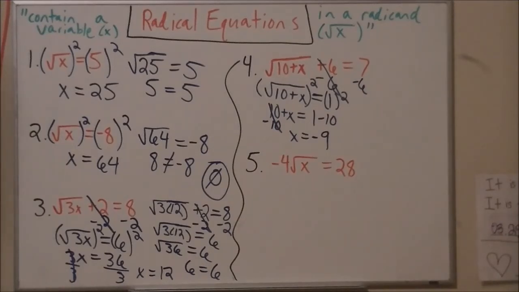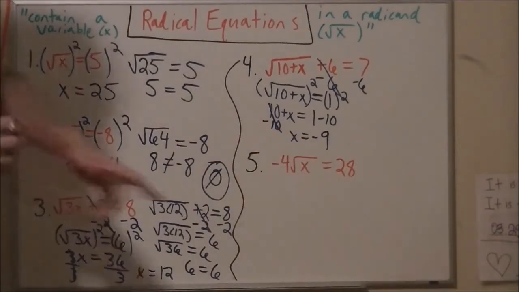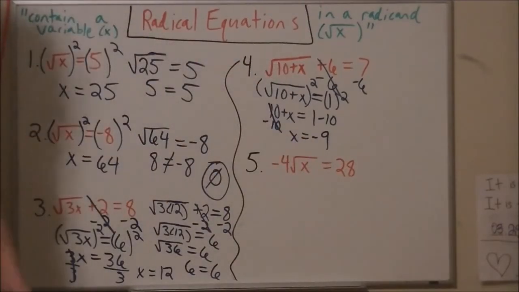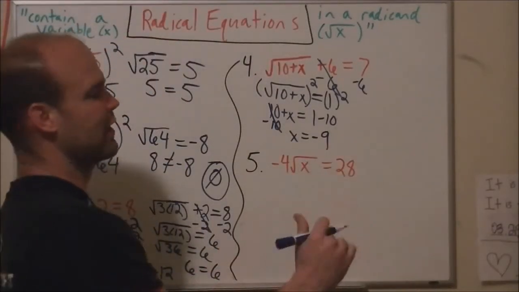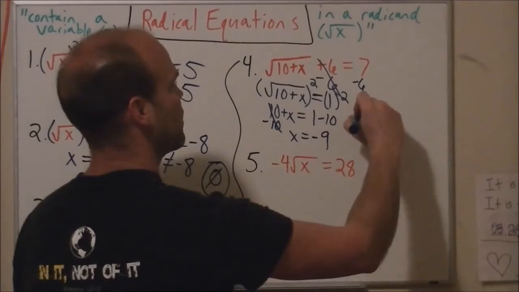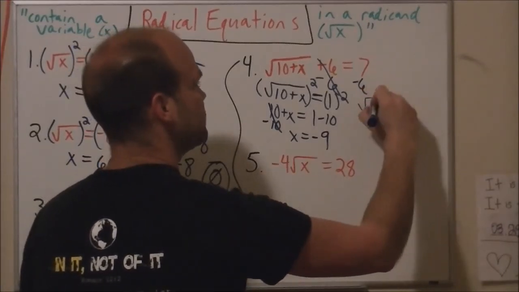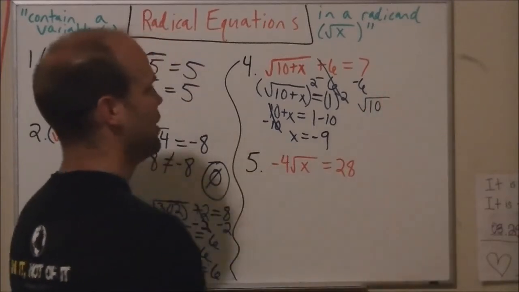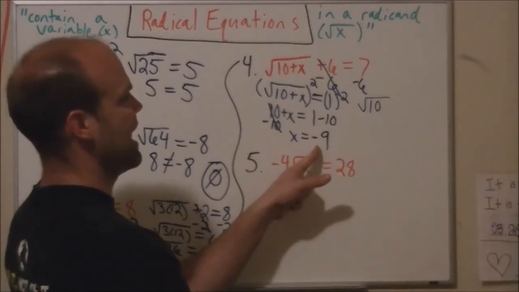Okay, so we have x equals negative 9. I need to plug it back into my original equation, though, and make sure that's a true statement. And we'll do this one a little differently. There are a couple ways of going about it. We'll be simpler with this one. So we have the square root of 10 plus x. What is x? We found that to be negative 9.